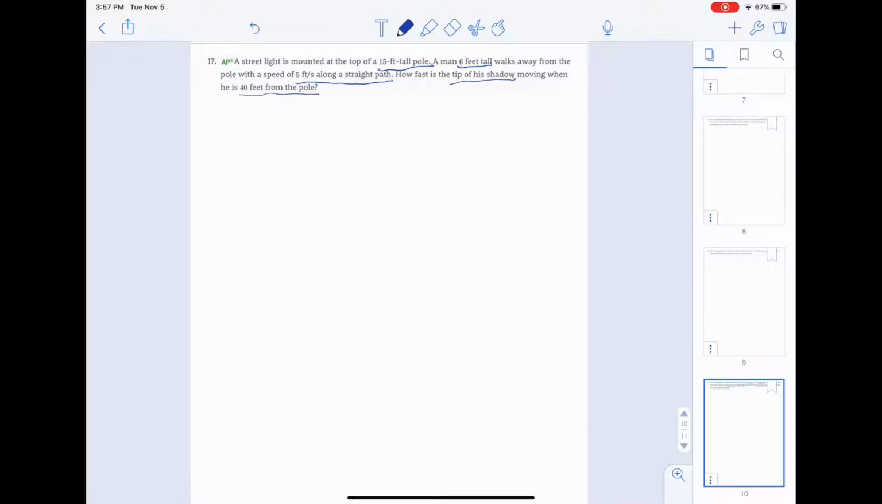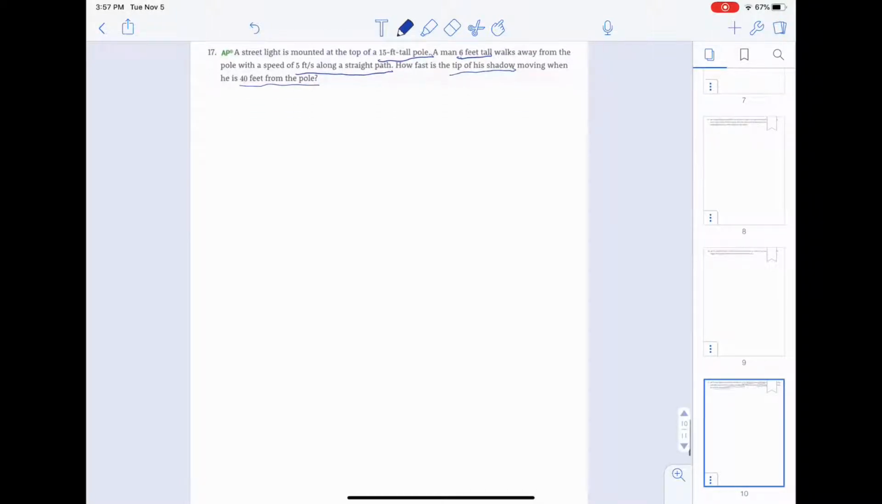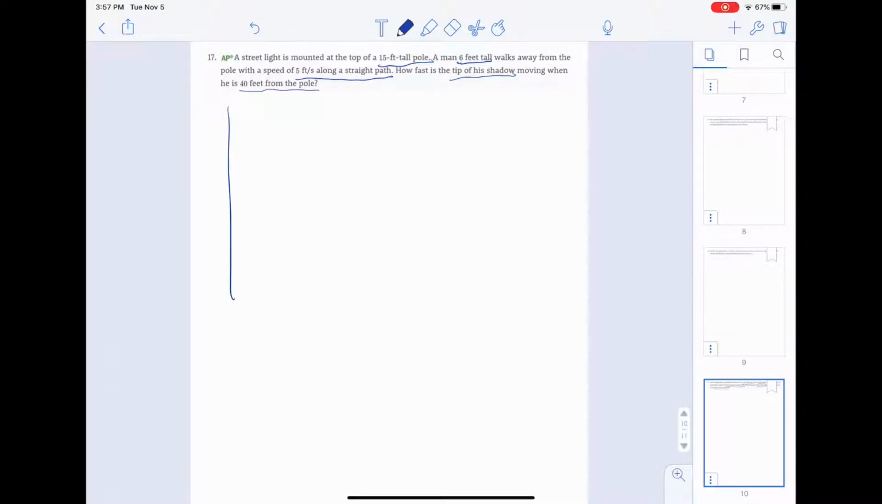So I like to draw a diagram to make this problem easier to understand. Right here is the pole, which is 15 feet tall. There's the light shining from the pole. Now the distance from the pole to the person is 40 feet, the distance on the ground from the pole to the person. Figure is not drawn to scale. And the person is 6 feet tall.